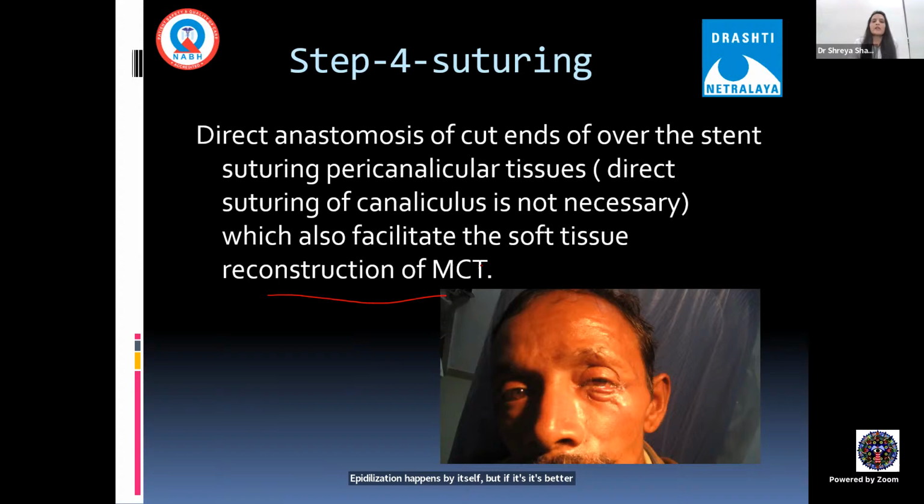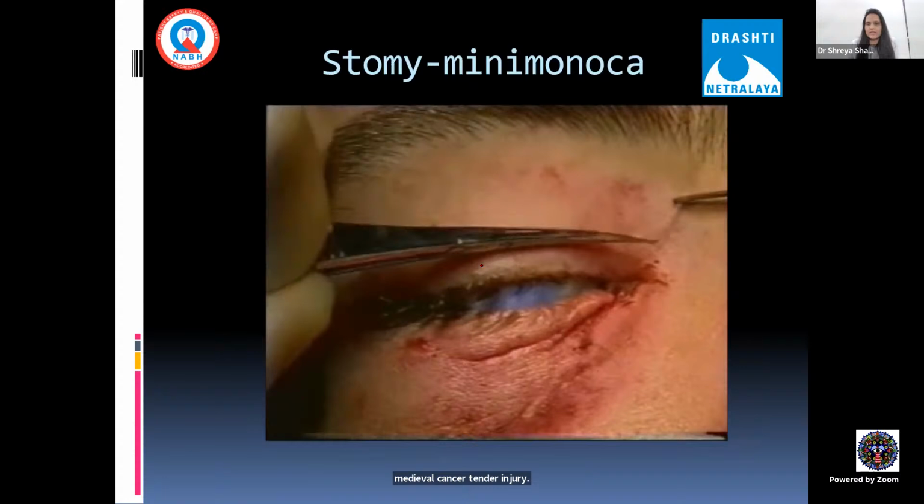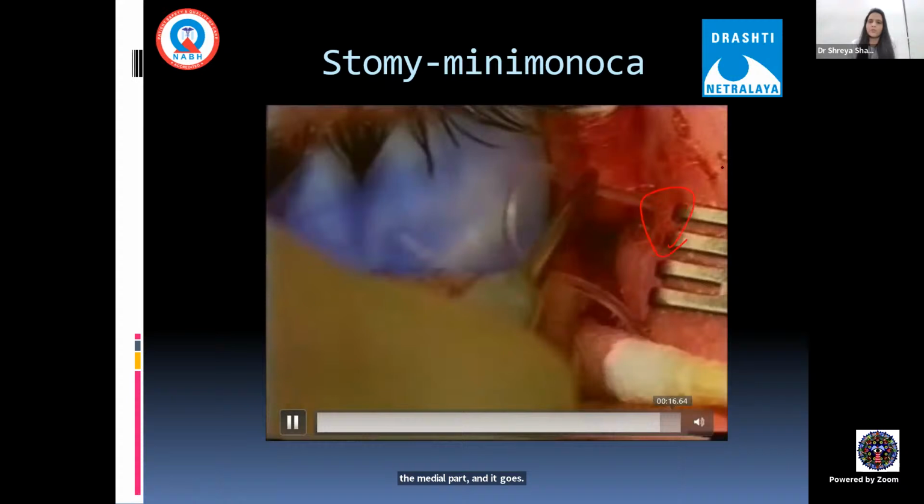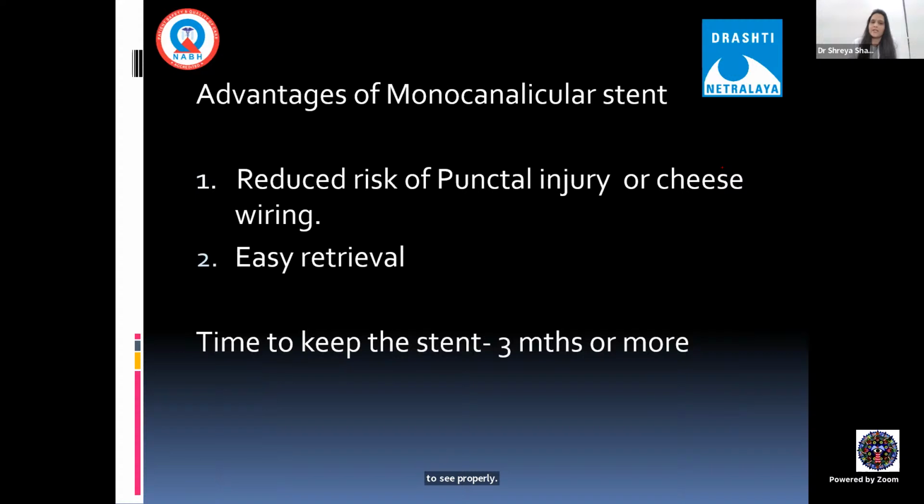This is a mini monoka. You just have to slide it. Once you see the pharyngeus ring reflex, it starts from the distal, and then you can enter into the medial part, and it goes. This is the pharyngeus ring reflex where you are able to see properly. It has its own advantages and disadvantages. The advantage is it reduces the risk of punctal injury or cheese wiring, and very easy retrieval is possible. It is really, really costly.